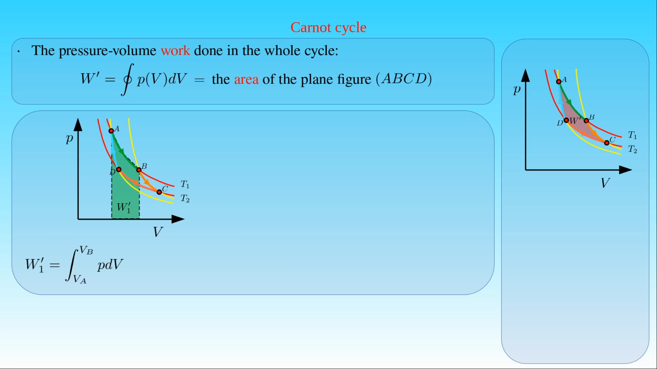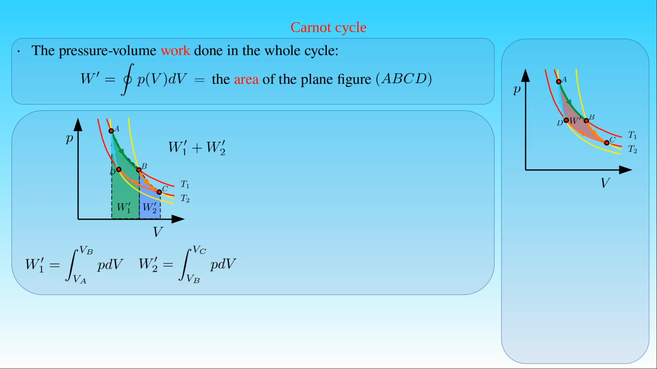Similarly, in the second process represented by the curve connecting the points B and C, the work W'2 done by the system is equal to the integral of the pressure P with respect to the volume V from the initial volume VB of the system to its final volume VC. This integral is equal to the blue area of the plane figure under the curve connecting the points B and C. The total work done by the two processes is the sum of the work W'1 and the work W'2.